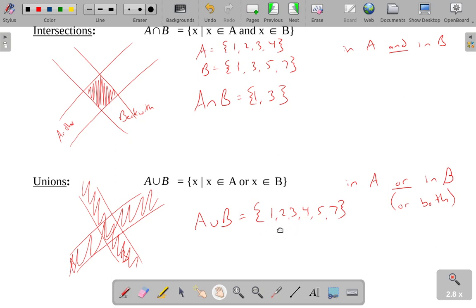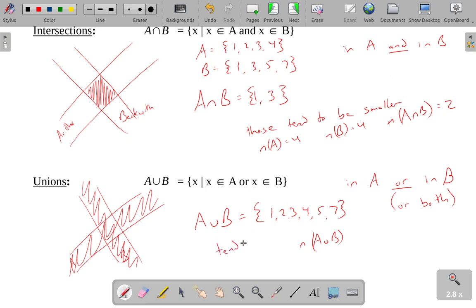So intersections versus unions. One thing that you'll note when you're talking about intersections, these tend to shrink, to be smaller. An intersection tends to involve fewer things. You can see n of A was 4, n of B was 4, n of A intersect B is only 2. Versus down here, n of A union B, this tends to grow. n of A union B was actually 6 different things. So an intersection tends to be more restrictive. It's exclusive. It throws things out.